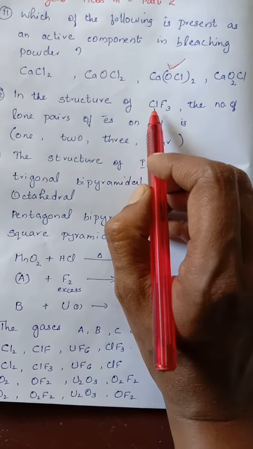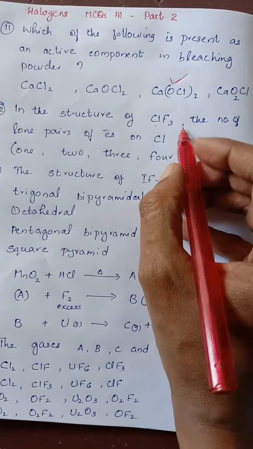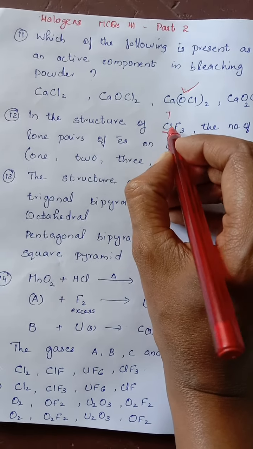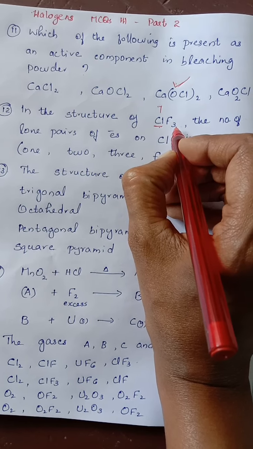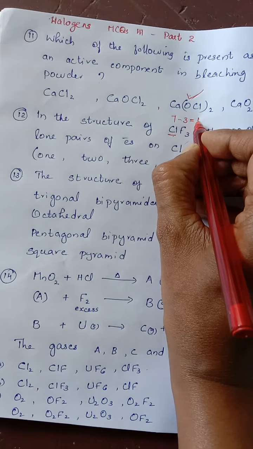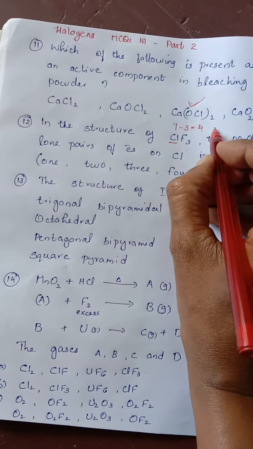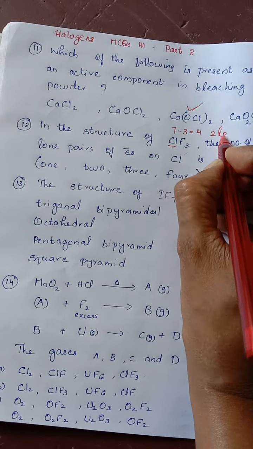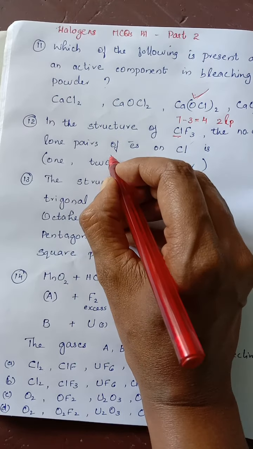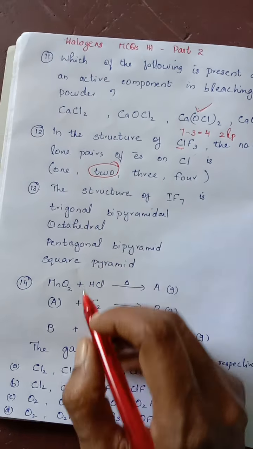In the structure of ClF3, the number of lone pair electrons on chlorine atom. Chlorine, we know, is a halogen. Halogens contain 7 valence electrons. Out of 7 valence electrons, 3 electrons are used for bonding with the 3 fluorine atoms. So how many electrons remain? 4 non-bonding electrons, hence 2 lone pairs. That is, chlorine contains 2 lone pairs of electrons. So the answer is 2.